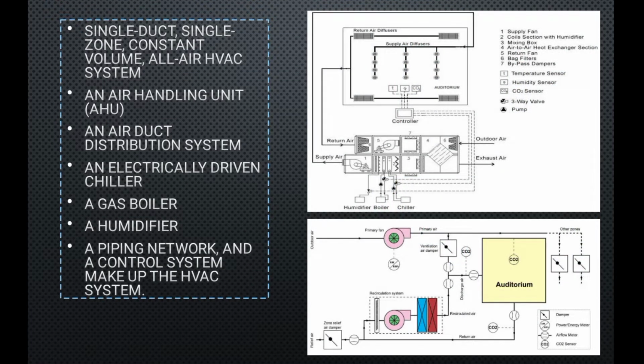A single duct, single zone, constant volume, all-air HVAC system, an air handling unit, an air duct distribution system, an electrically driven chiller, a gas boiler, a humidifier, a piping network, and a control system make up the HVAC system of the assembly hall.